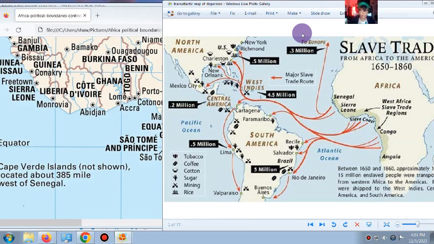I've been on this journey looking at old maps of Africa before the slave trade, after the slave trade, and during the slave trade. So I want to show three maps today, and I'm coming from three books.